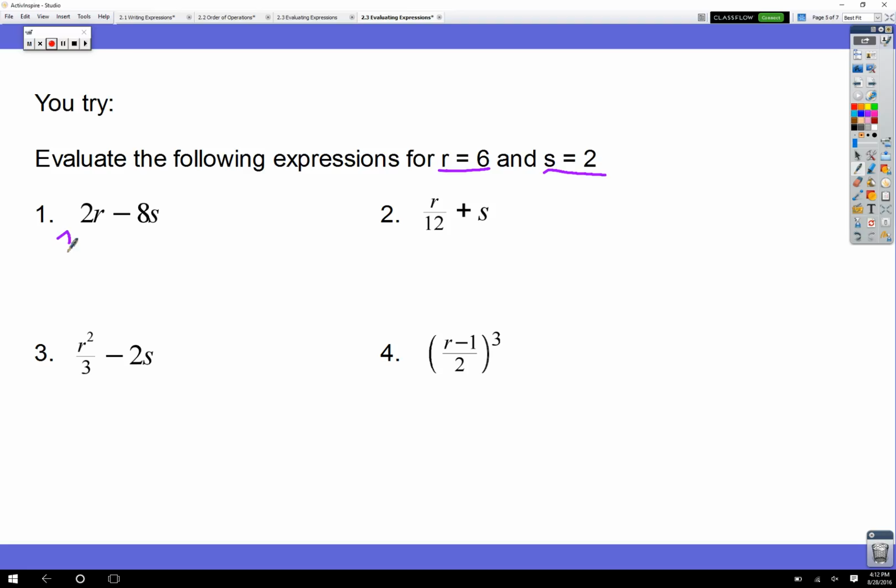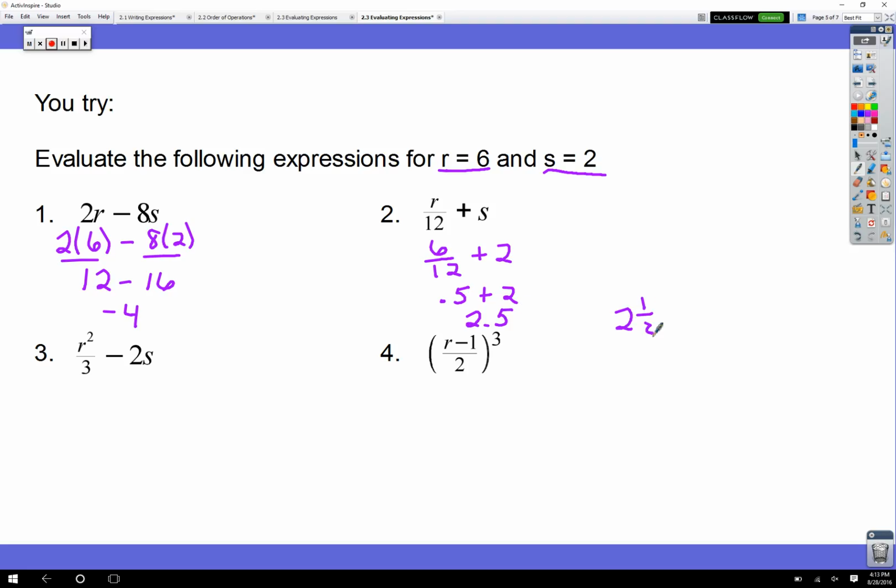Number 1, we have 2 times r is 6 minus 8 times 2. 2 times 6 is 12, 8 times 2 is 16, and 12 minus 16 is negative 4. Number 2, r is 6, so we have 6 divided by 12 plus 2. 6 divided by 12 is just 0.5, or you could also write it as the fraction 1/2, plus 2, and 1/2 plus 2 is 2 1/2. And it would also be okay if you wrote it as 2 1/2.